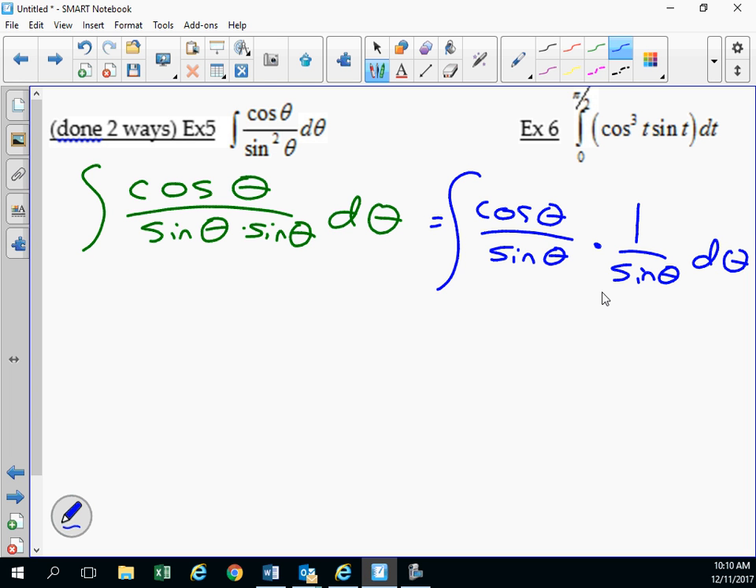Well, how else could I write cosine over sine? Cotangent. Cosecant. Because cosine over sine is cotangent, and 1 over sine is cosecant. So it's cotangent times cosecant. And let's go with Abby. Cotangent, cosecant, the integration of that, is that something I know?